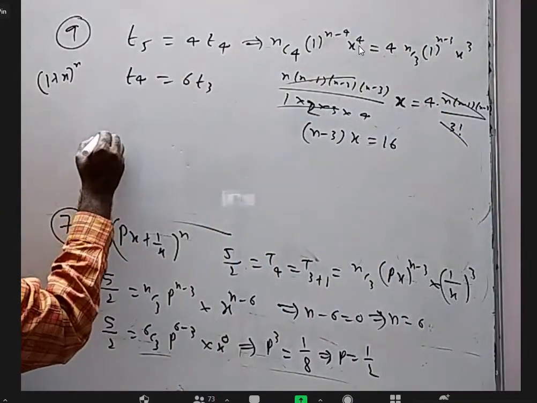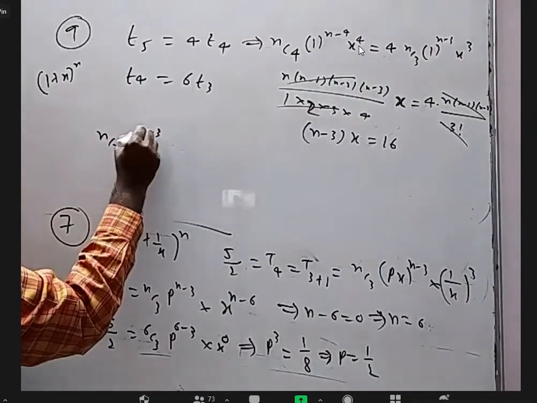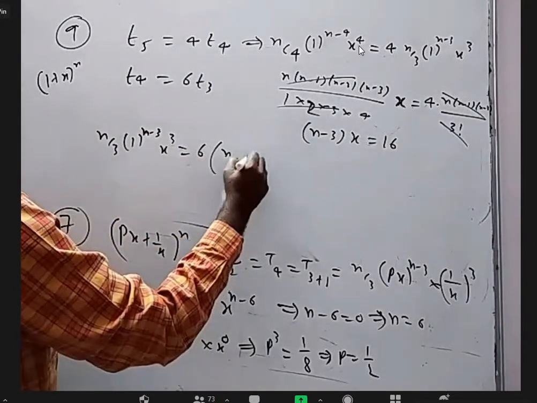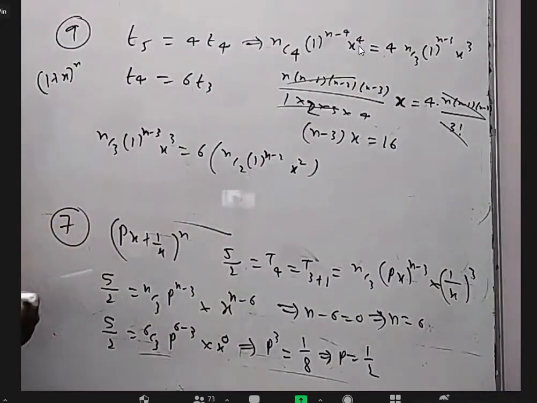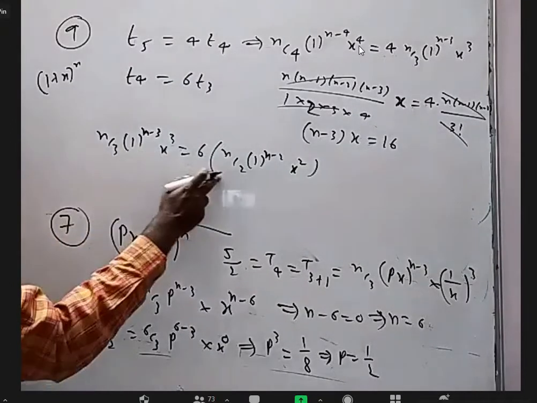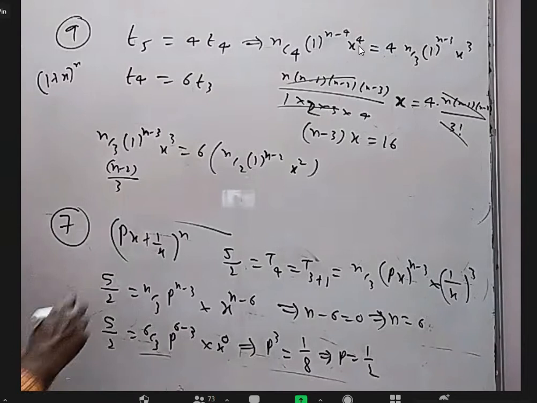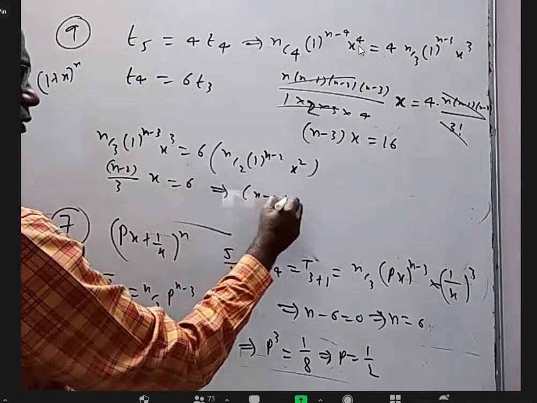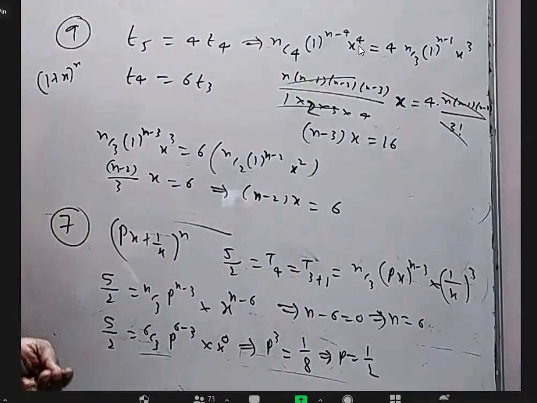Okay, this is 10C3 (1)^(n-3) x^3. This is nC2 (1)^(n-2) x^2. I'm not writing in details, but here what will be left is (n-2)/3 after cancelling this. Here 1 x, here 1/6. That is (n-2) into x is equal to 6. You divide them, x will get cancelled, n will come, put the 10 back, you get x value.